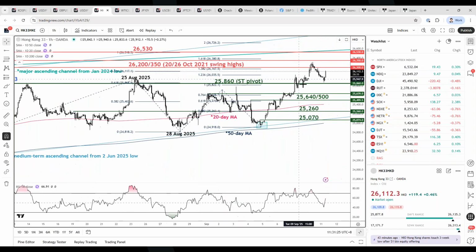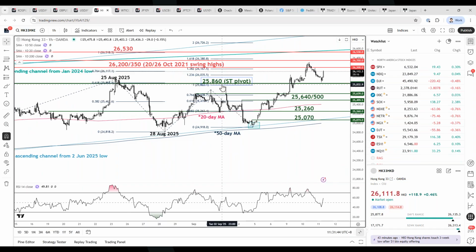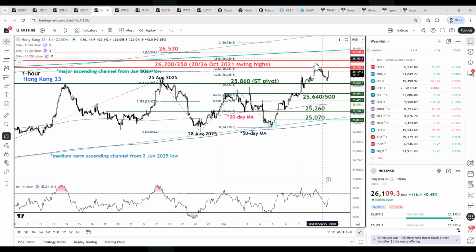So the breakout took shape yesterday, hit our resistance, then thereafter did that pullback, exactly retesting this important level and shaping a minor bullish reversal, as we are speaking, in the last 2 hours of today's early Asia session. So for sure, 25,860 is indeed a pivotal support level to maintain our short-term intraday bullish bias on the Hong Kong 33. First resistance level to watch for today will be 26,200 / 26,350.